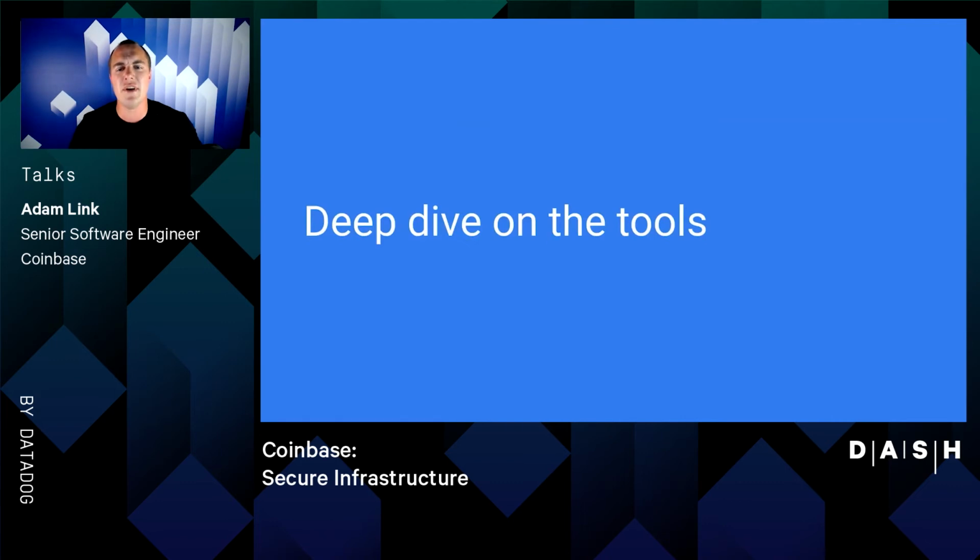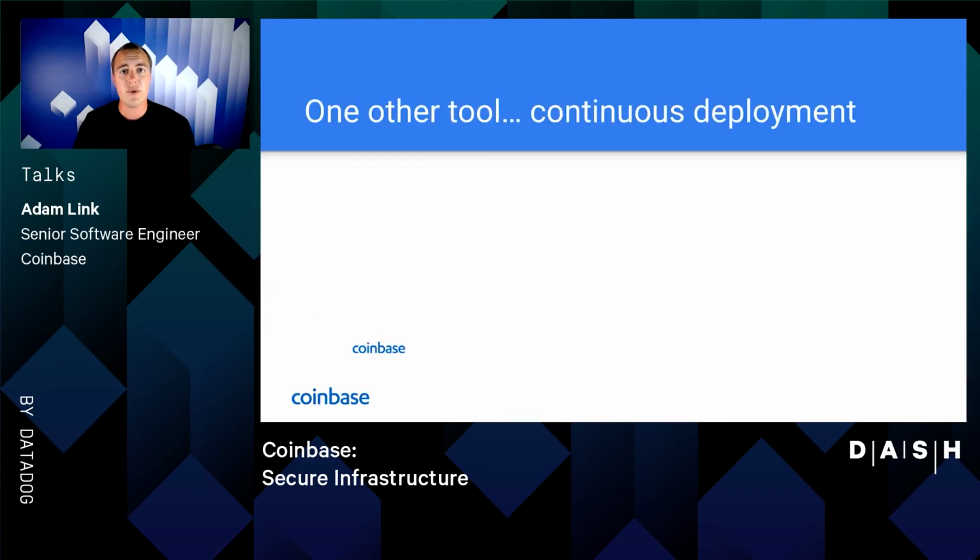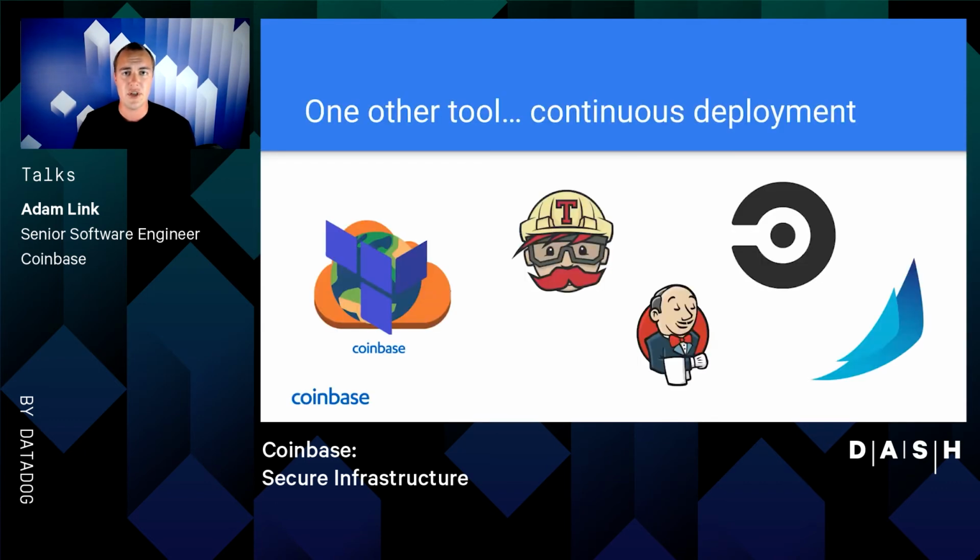Let's do a deep dive into these tools, all right? Before we do, there is one more tool that we use internally that we wrote, which is our continuous deployment engine. This is our internal tool that we have talked about before, but it is not open source. You can easily replicate what our continuous deployment engine is doing by using other tools like Travis, Jenkins, CircleCI, or even Spinnaker.